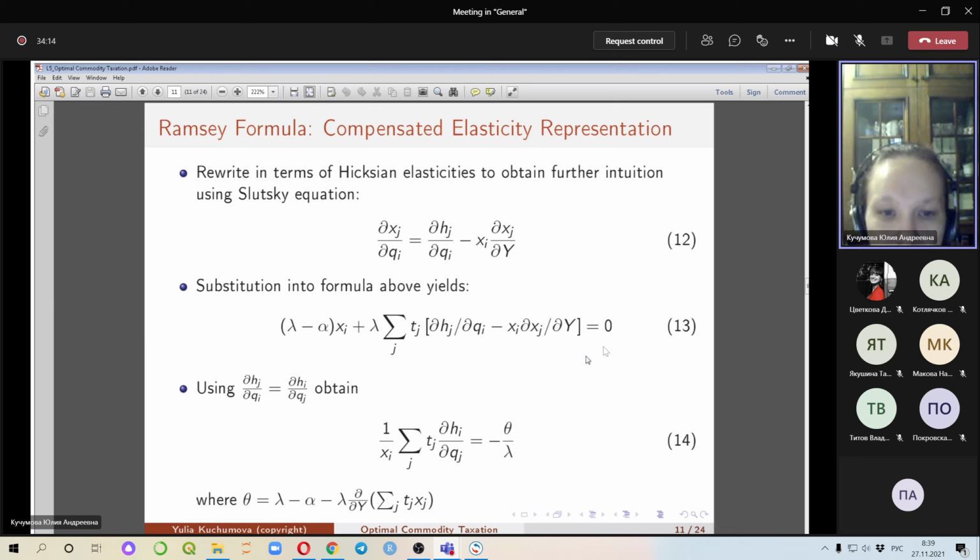Then we need to recall an important feature of Hicksian demand, usually called the symmetry of the Slutsky matrix, which means that the derivative of hg with respect to qi is equal to the derivative of hi with respect to qg. You see that we just switch the indexes, gi we switch to ig.